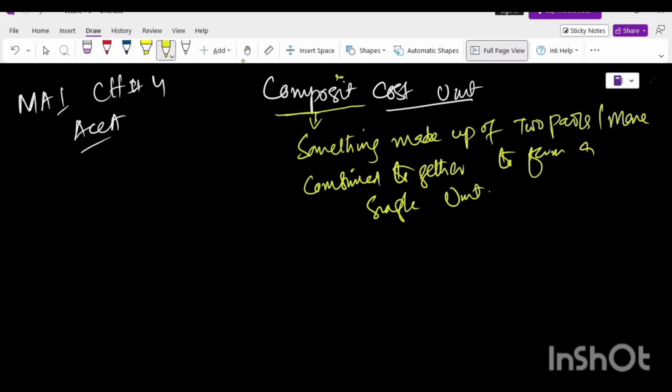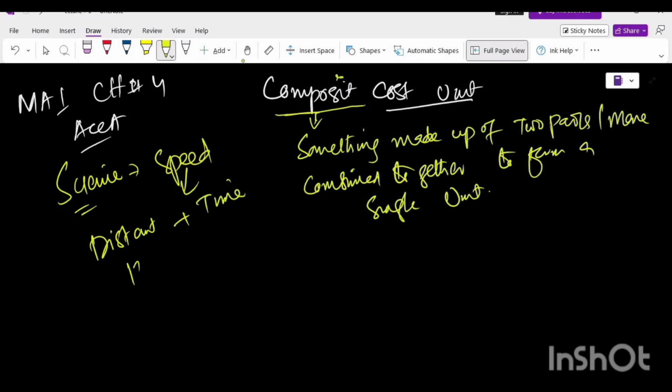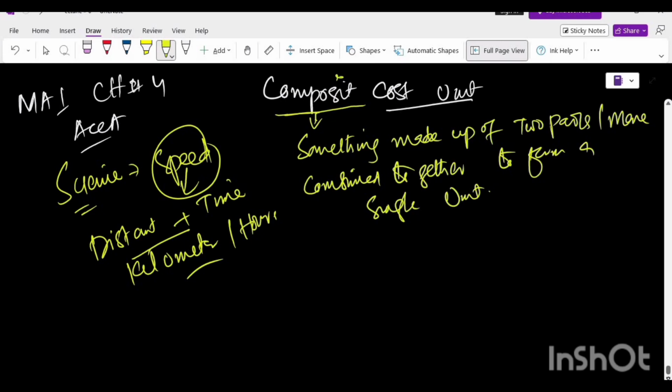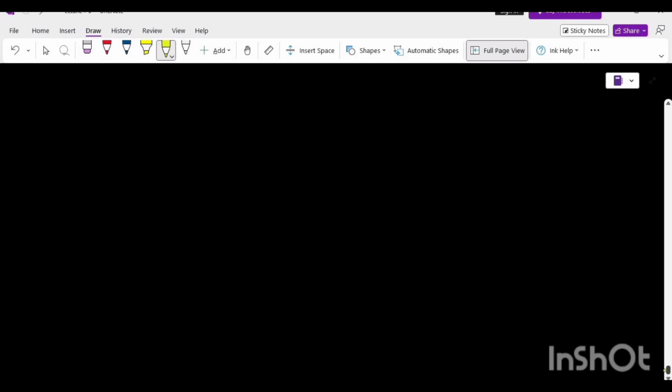If we think from the science perspective, you have heard about the term speed. Speed is actually the composite unit of distance and time. Distance gives the kilometer, and time gives the hour. So when you talk about speed, the unit of measurement is kilometer per hour, and that is the composite.